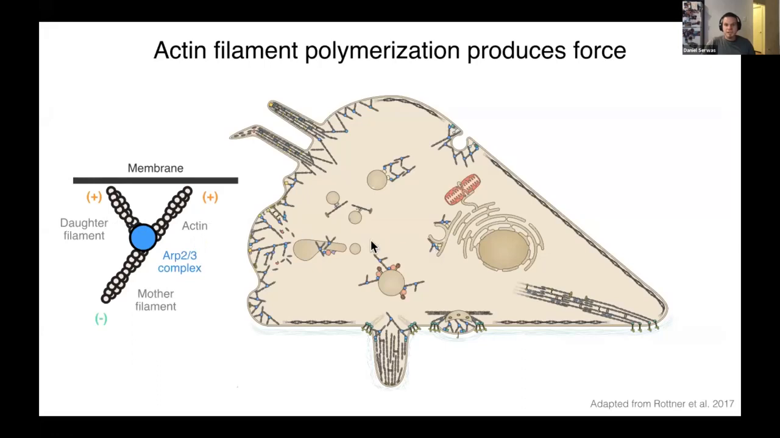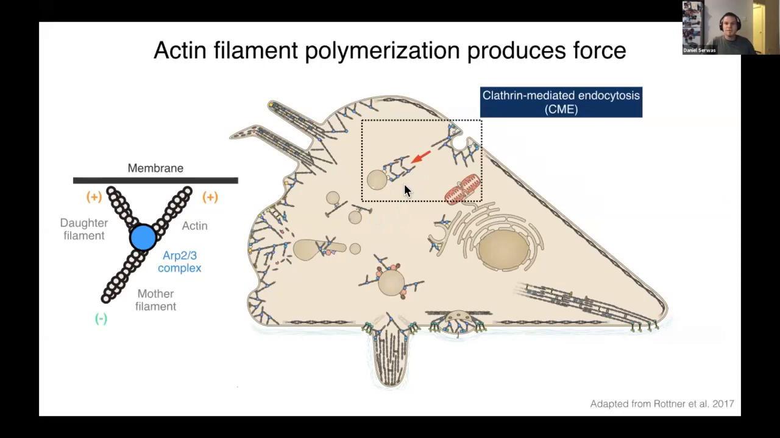And these branched actin networks play many different roles inside mammalian cells, for example, in cell migration or in membrane trafficking. And we are particularly interested in how these function in clathrin-mediated endocytosis. We use clathrin-mediated endocytosis to understand mechanisms of actin force production inside human or mammalian cells.